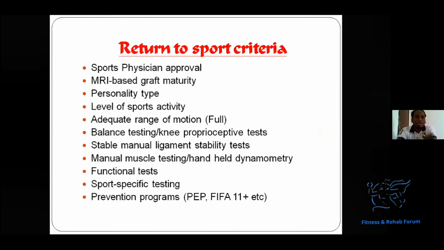Stable ligament stability tests, like our special tests, should be done. A manual muscle test should be done with a dynamometer or manually by the physiotherapist. Functional tests should be done, and sport-specific testing: whichever sport he is in, you have to stress those particular muscles and test. There are a lot of prevention programs, as I said, like the PEP program and FIFA 11+. There are so many programs, and you have to make sure an international athlete attends such a program before he gets back to his regular sport.